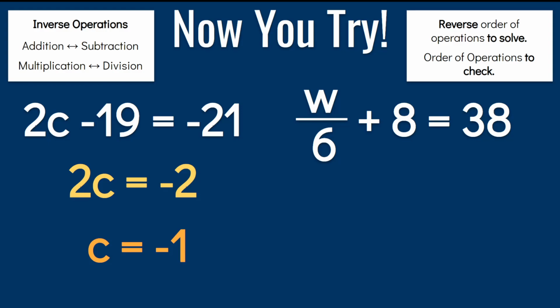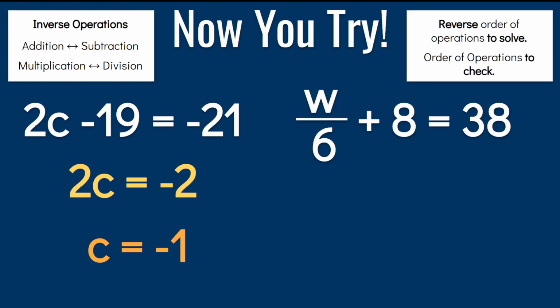Now when I put this back into my equation, I'm left with 2 times negative 1 minus 19. 2 times negative 1 is negative 2. So now I have negative 2 minus 19, which is going to leave us with negative 21.